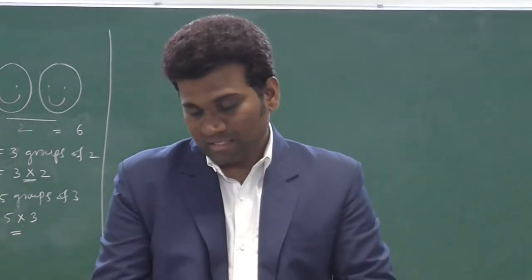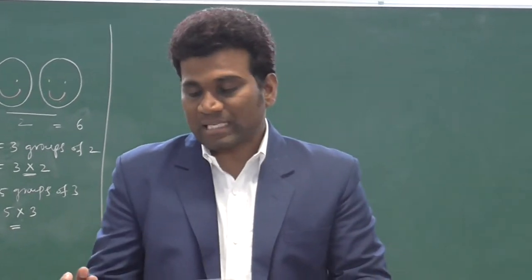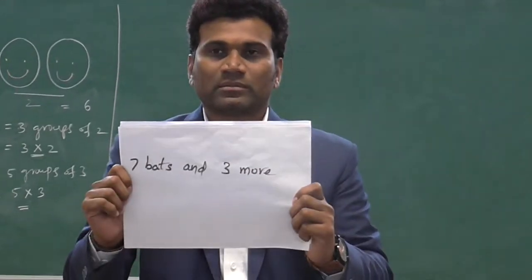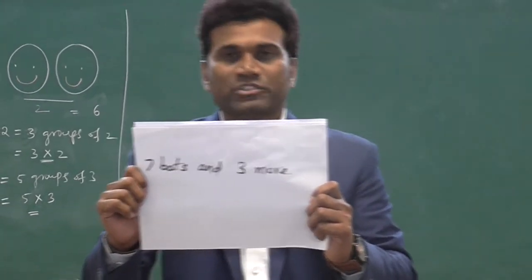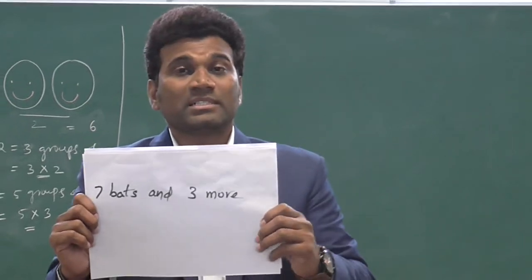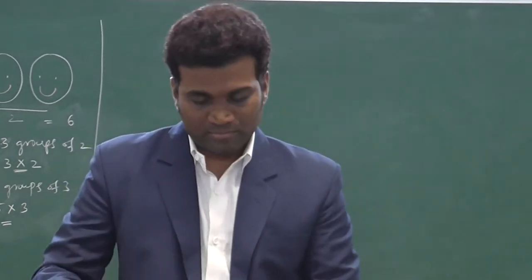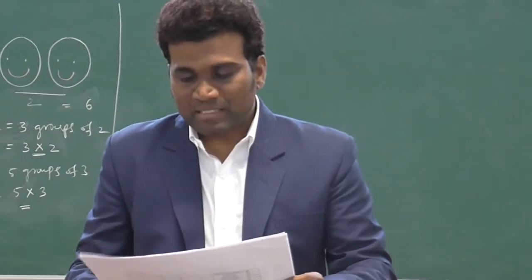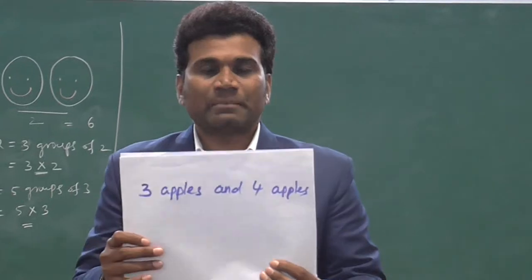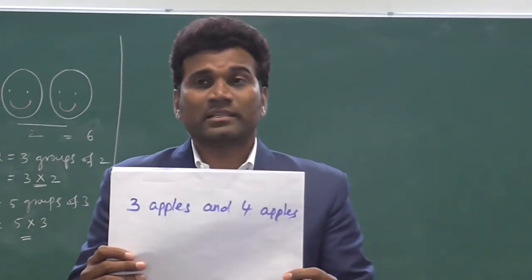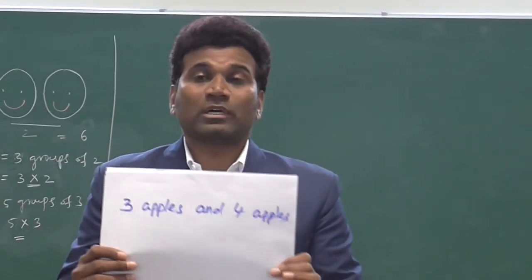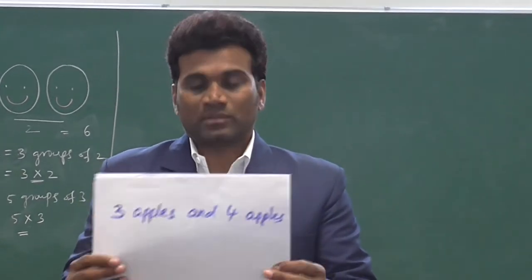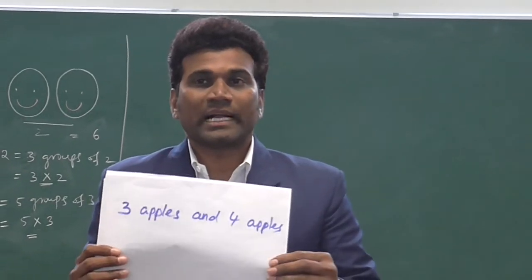My second statement is 7 bats and 3 more, which means 7 plus 3, right? So it comes under addition. My next statement is 3 apples and 4 apples, which clearly means one group of 3 apples and one group of 4 apples. So the groups are not the same, and clearly it also comes under addition.